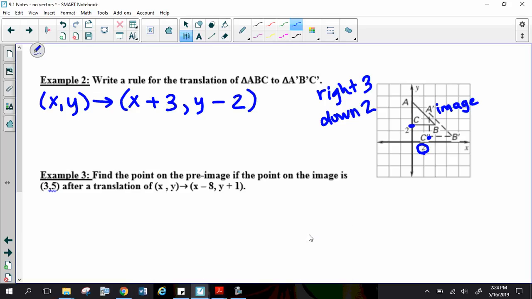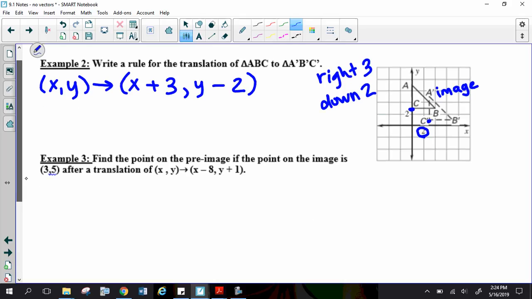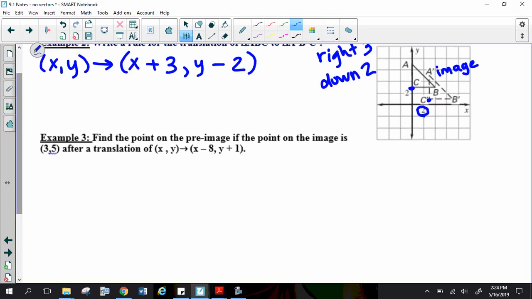And our last example, this one we are going to find a point on the pre-image if the point on the image is 3, 5, after this translation of X minus 8, Y plus 1. So we are trying to go the backwards way this time. So the rule always tells us how to get to the image. And so we move our points, in this case, left 8 and up 1. Now we're going to go the opposite way. So we want to figure out how we got to 3, 5.